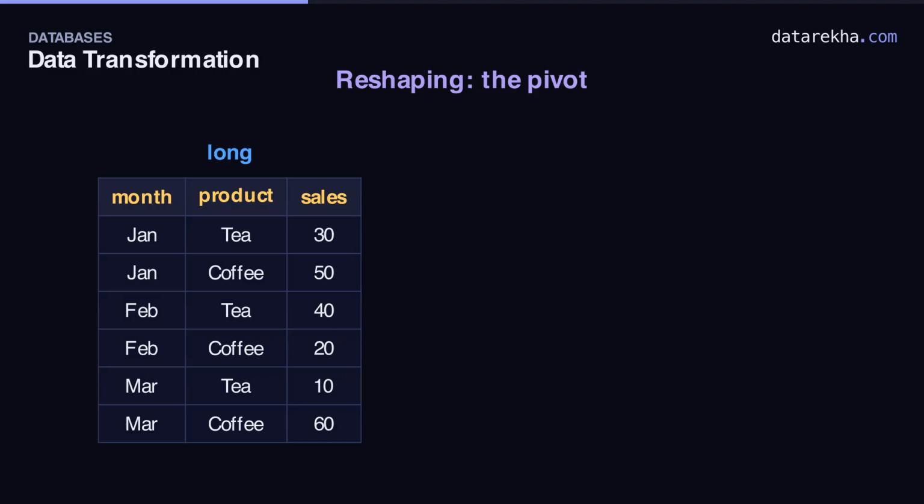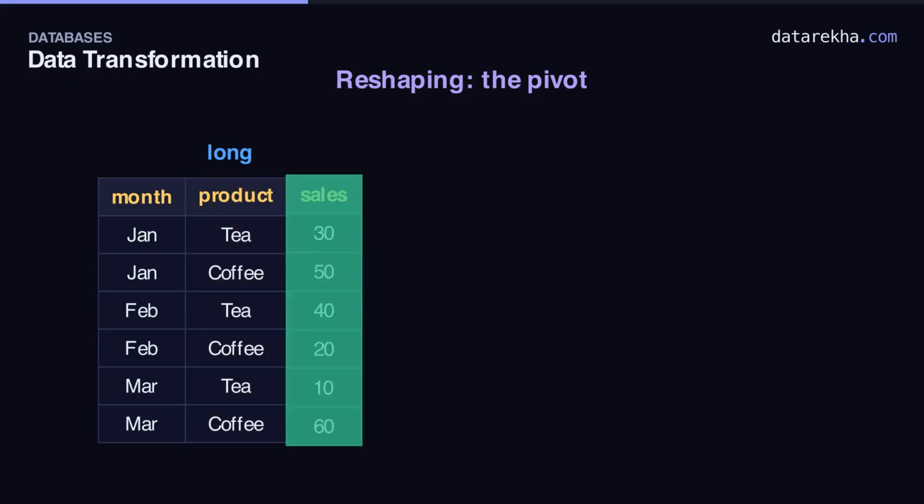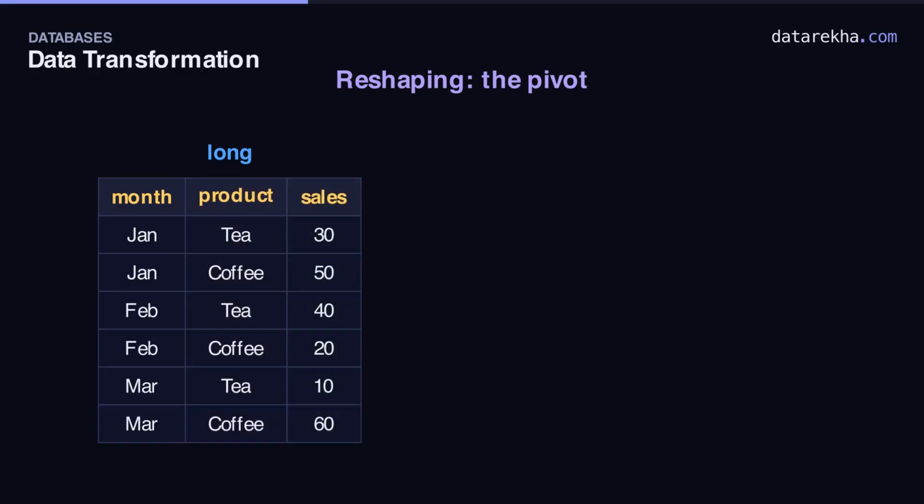Here is a sales table in what we call long form. One row per combination. A month, a product, and the sales figure. 6 rows, 3 columns. It's tidy, but hard to read. To compare tea against coffee month by month, your eye has to hop all over the column. A pivot fixes that. It turns the distinct values of one column into columns of their own.